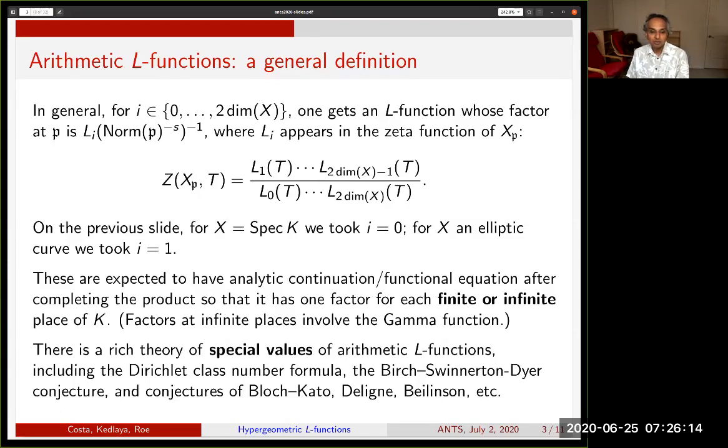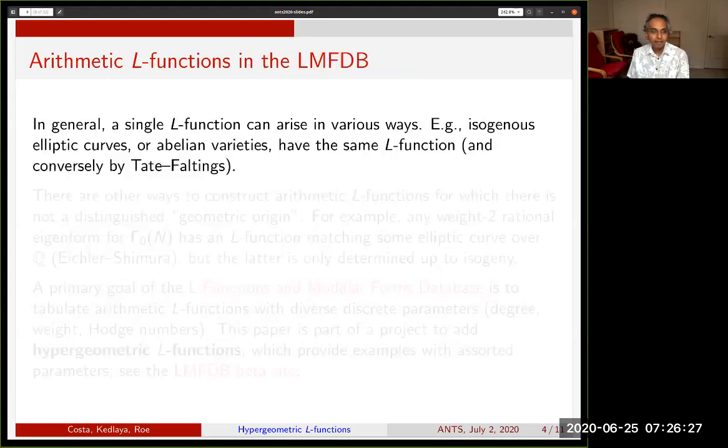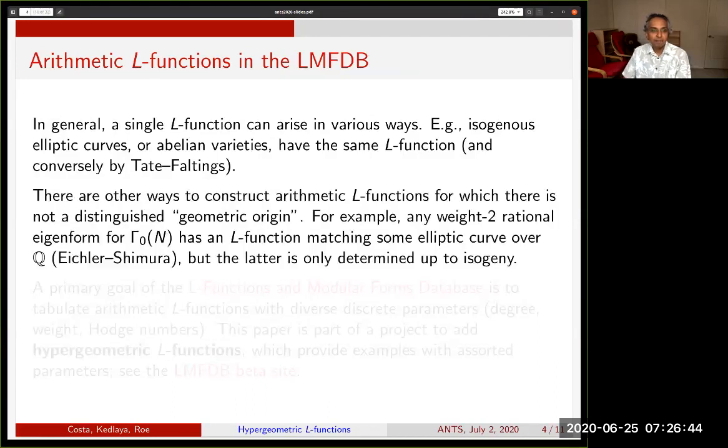I mentioned the Birch and Swinnerton-Dyer conjecture, which in turn is loosely inspired by the Dirichlet class number formula. In the other direction, you can generalize to conjectures of Bloch and Kato, Deligne, Beilinson, and so on. In general, a single L function can arise in various ways. For example, if you take two elliptic curves, or more generally two abelian varieties, if they are isogenous to each other, they have the same L function. And the converse is true by the Tate-Faltings theorem.